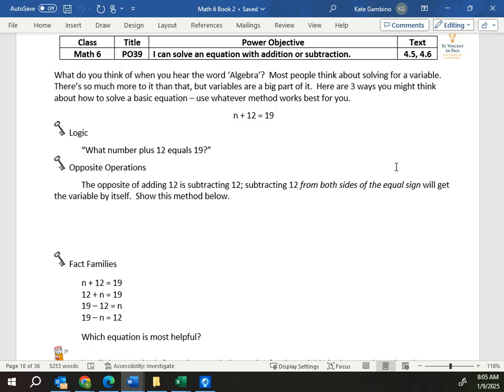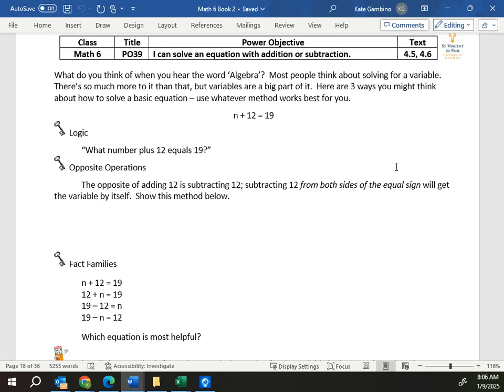So we are going to solve an equation with addition or subtraction. What do you think of when you hear the word algebra? Most people think about solving for a variable. There's so much more to it than that, but variables are a big part of it. Here are 3 ways you might think about how to solve a basic equation. And for today, we're going to use whatever method works best for you.